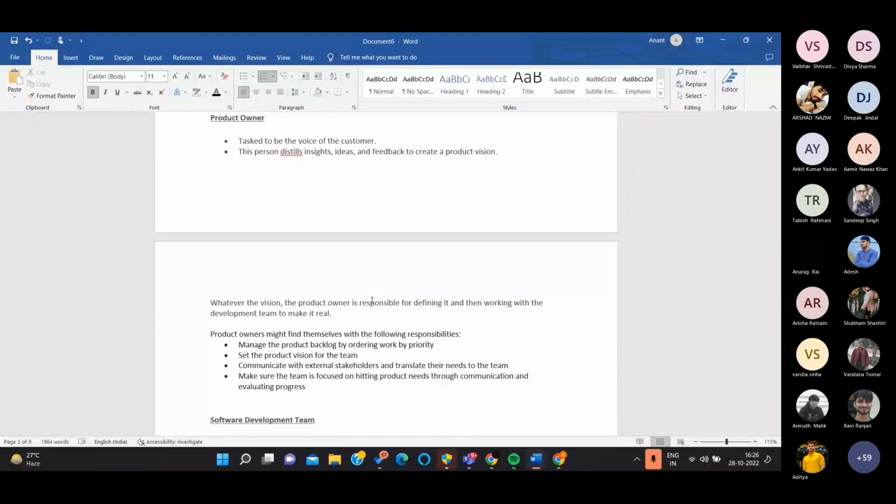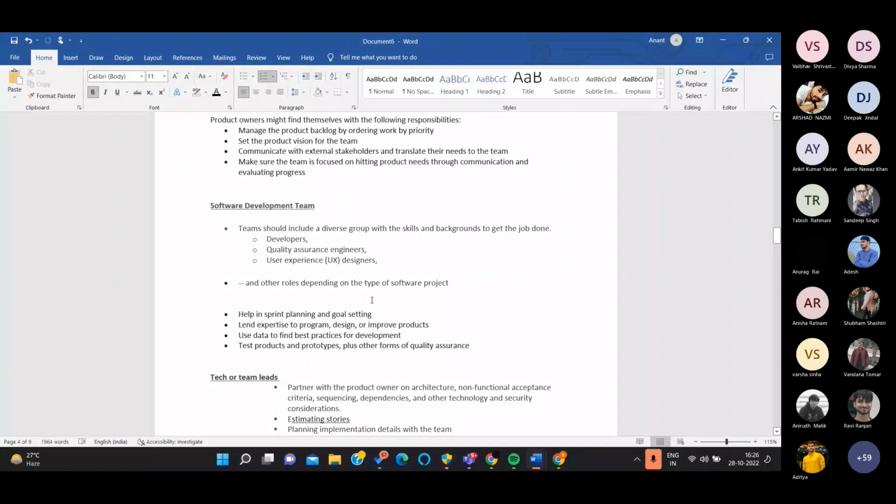And now the role of a software development team. It is often understood that the only work a software development team needs to do is development. No, that is one part of software development, but what is needed in project management, from sprint planning to goal setting, everything is a part of where the software development team comes into play. The software development team often includes developers, quality assurance engineers, and UX designers, and the roles depend on a project-to-project basis, on what exactly the needs of the project are.